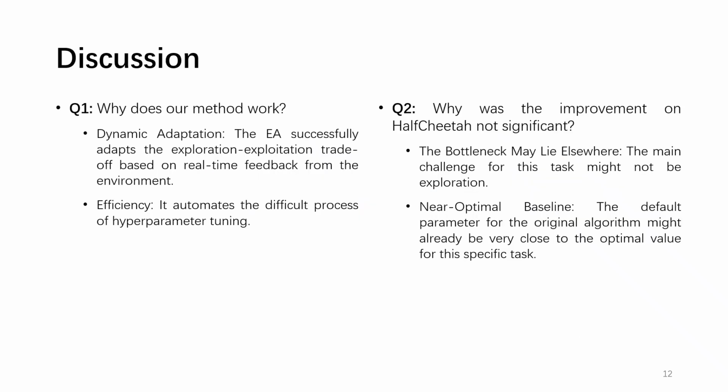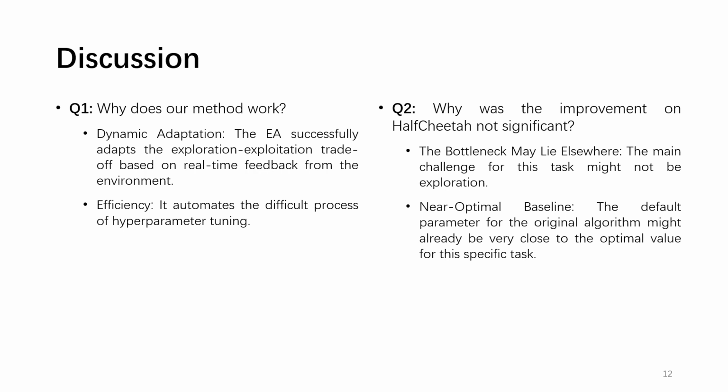Let's briefly discuss these results. So why does our method work so well, especially on the Swimmer task? The primary reason is dynamic adaptation. The EA successfully creates a feedback loop that adapts the exploration and exploitation trade-off in response to the environment. It also makes the process much more efficient by automating the training.